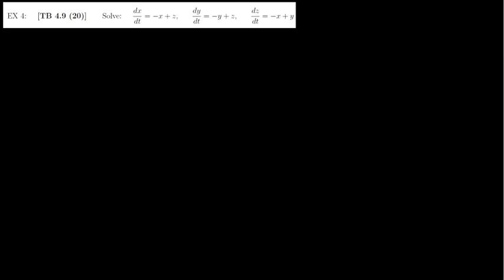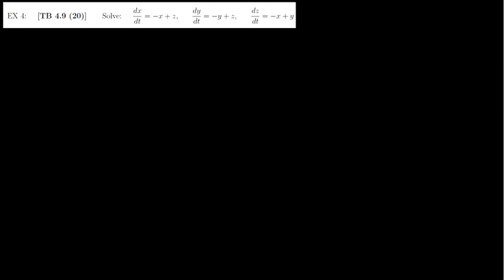Okay, I'm going to try one last example here for section 4.9. This is number 20 from the textbook, and this is going to be a system of three equations in three variables: x, y, and z. And so the first thing we're going to do is remember to use D notation here.